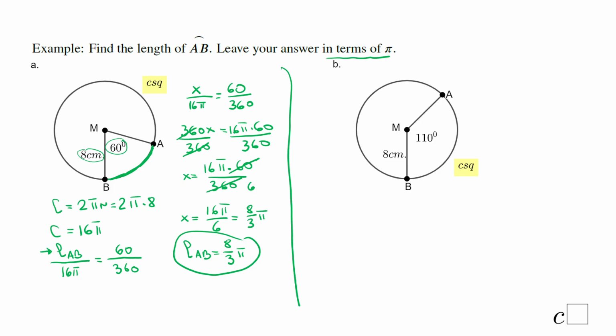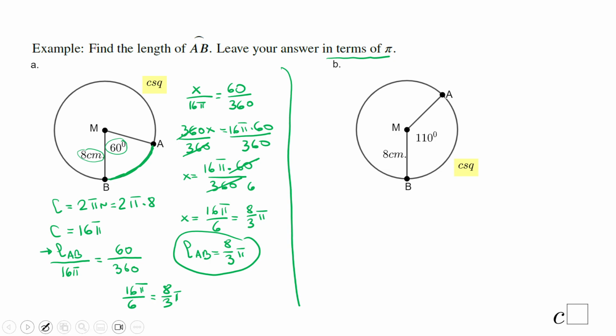By the way, this 60 degree can also be a special case. You can simply do the circumference 16 pi divided by 6, because we have 6 central angles of 60 in that circle. That is the shortest way, and you end up with 8 over 3 pi. However, I showed you the proportion just for you to see it.